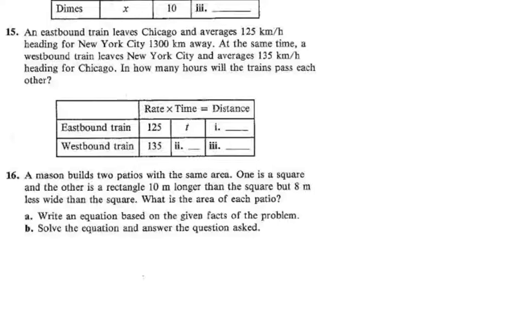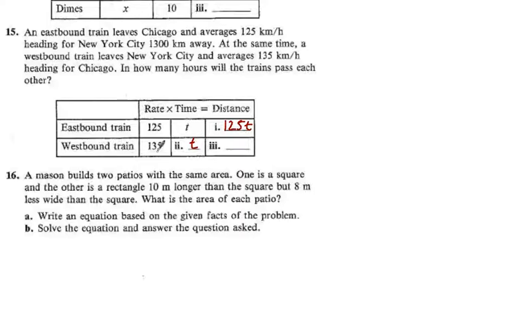Well, all right. So I know that rate times time is equal to distance. Well, I have my rate, I have my time, therefore my distance is going to be 125t. Well, I know the westbound train, when they cross paths on the track, hopefully they're not on the same track, the time will also be t.